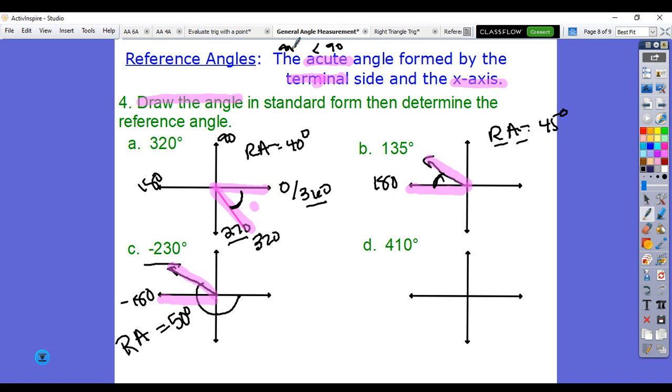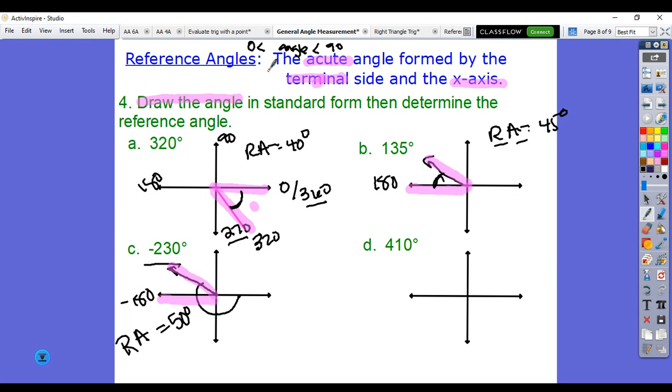Now, acute, think of it this way. My angle is less than 90, but acute angles are also positive. So they're in between 0 and 90. It's the positive acute angle. So make sure your reference angle is always positive. Okay.